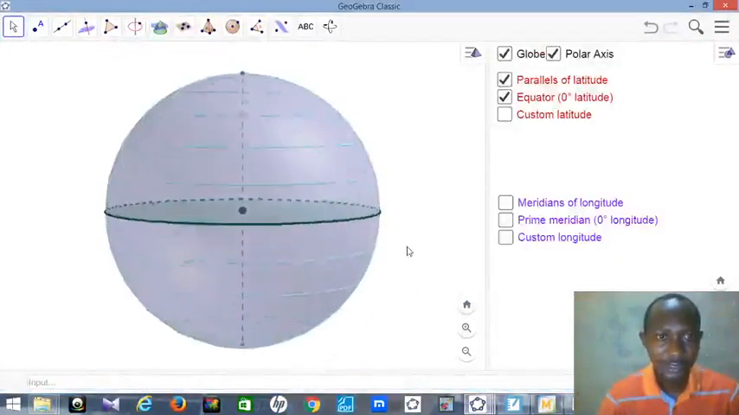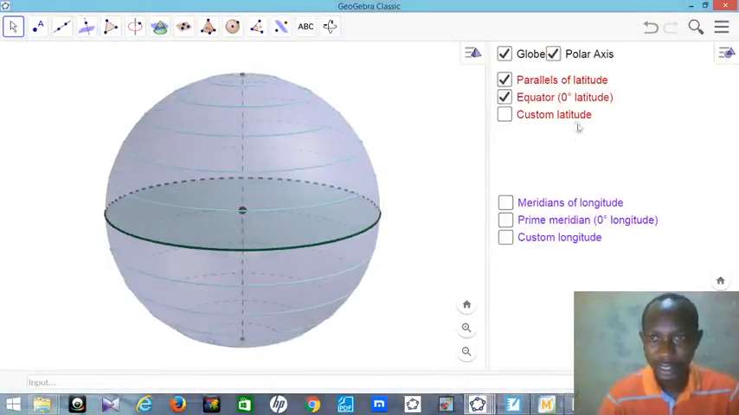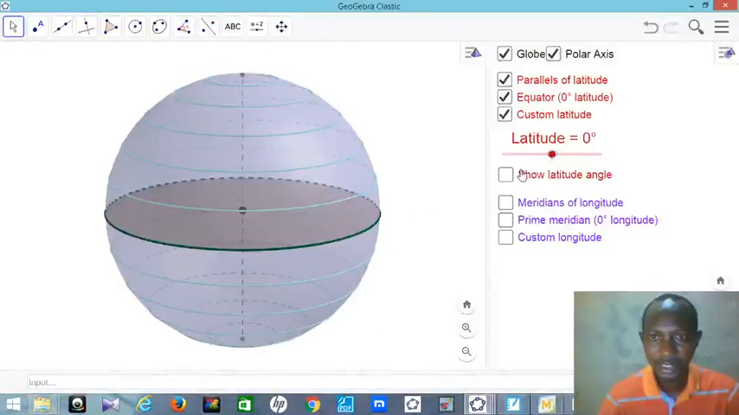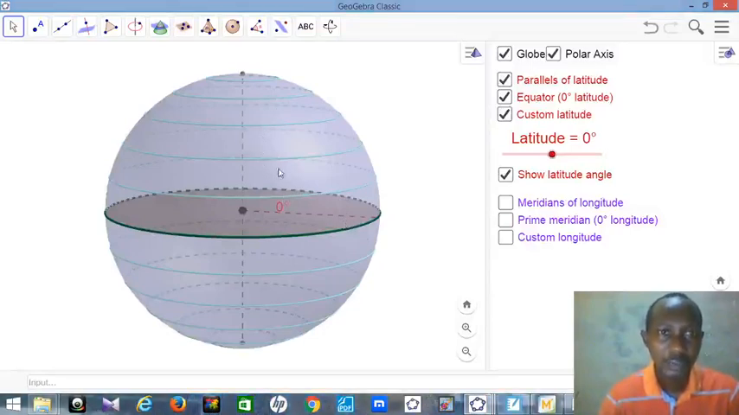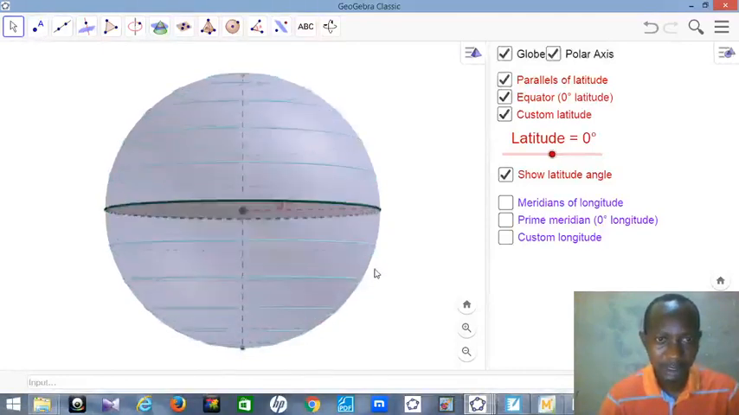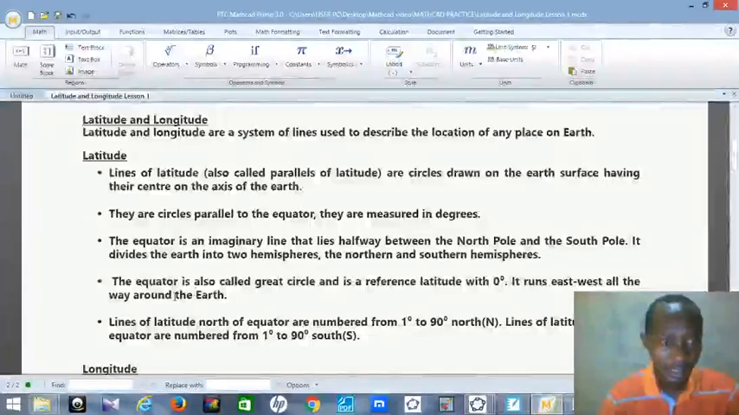So the equator is the reference latitude of 0 degrees. You can even see it in the demonstration, 0 degree latitude. If I put the custom latitude and say show latitude angle, you can see the equator is 0 degrees. Then every other latitude going up towards the north, the angles keep increasing until they get to the highest, which is 90 degrees. Then every latitude downward, the angle keeps increasing until it gets to the South Pole, which is 90 degrees. So you can see it here.